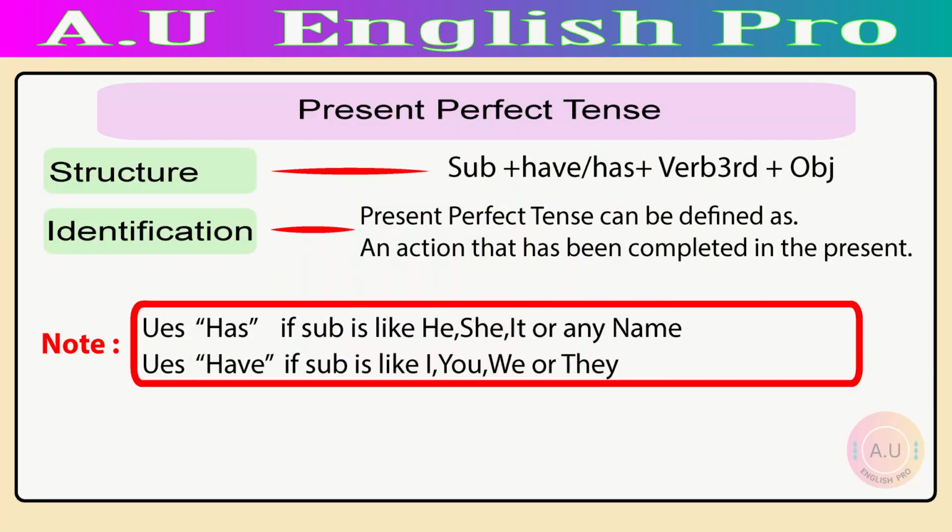So friends, as you know, we have already studied the present perfect tense. According to the structure of present perfect tense, we use subject plus helping verb plus verb in third form plus object. In this structure, the helping verbs are has or have. So after the helping verb, we have to use the third form of the verb. So now let's see some examples so you can easily understand.